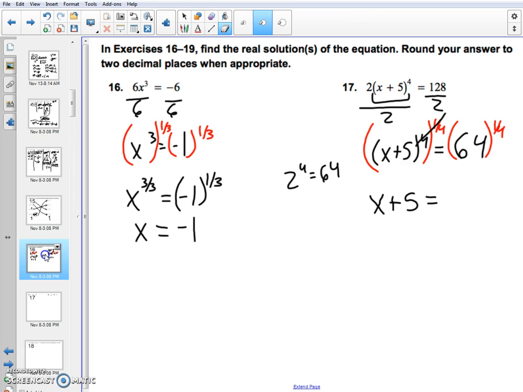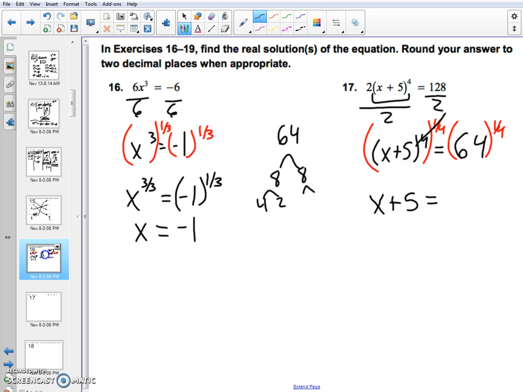Oops. Sorry. 2 to the 4th power is not 64. 2 to the 4th power is 32. So let's think about 64 here. So 64 would break down to 8, 4 and 2, 4 and 2, 2 and 2, 2 and 2. So the 4th root of 6 2s. So that does not work out perfectly because I have a 4th root, but I have more than 4 2's.